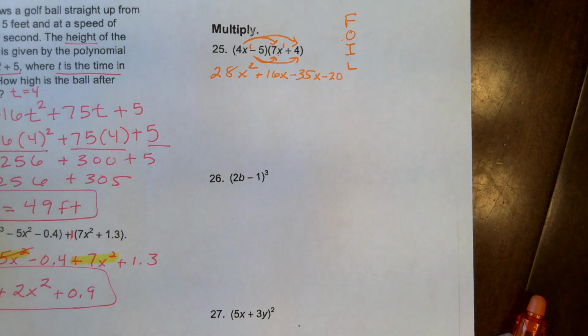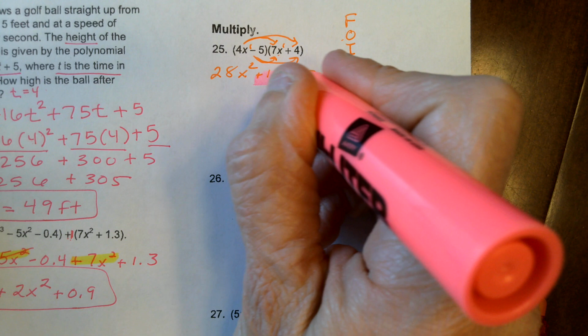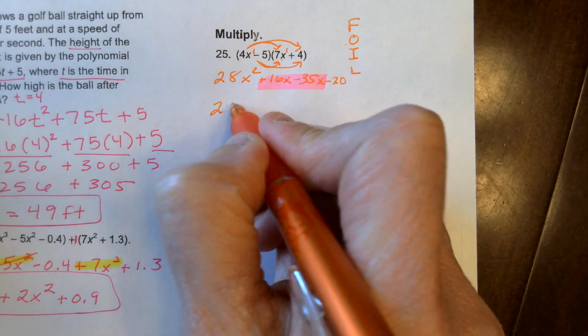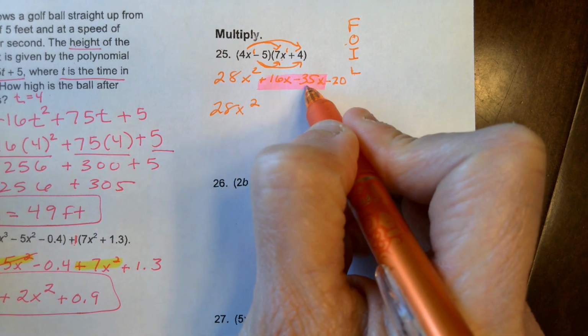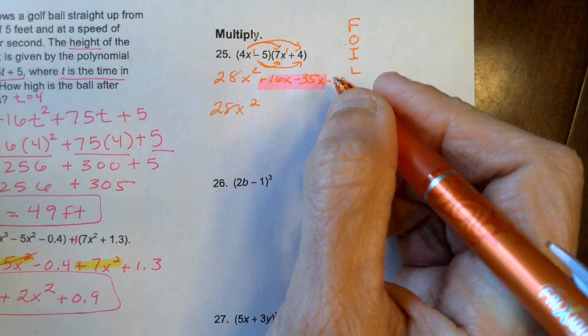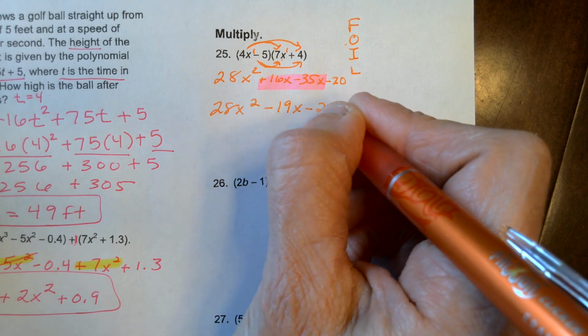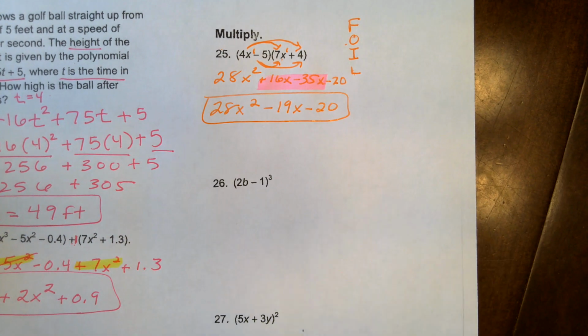Now when you look for like terms, you can see that you have 2 right there. So I have a 28x squared plus 16x minus 35x. What is that? That is minus 19x minus 20. Done.